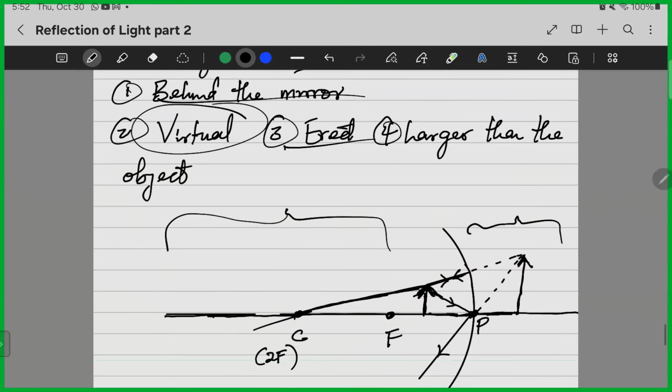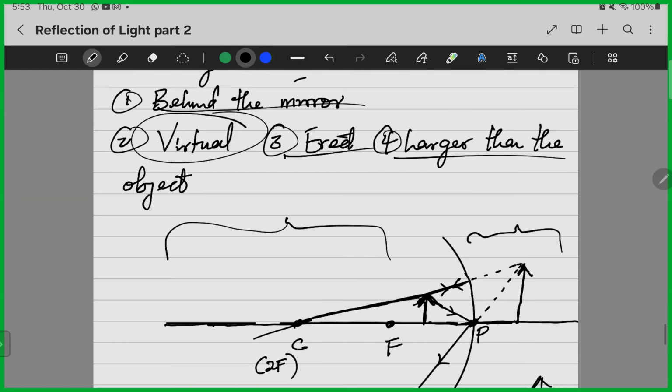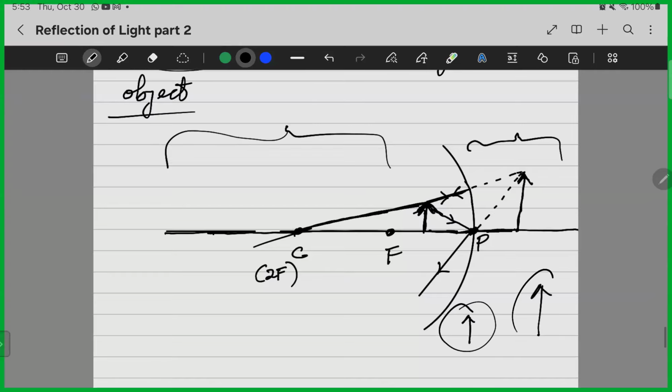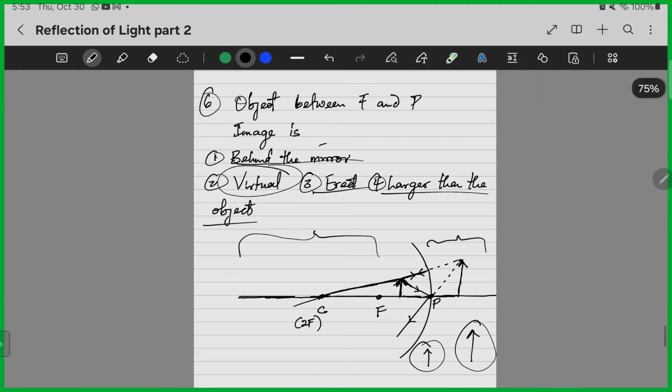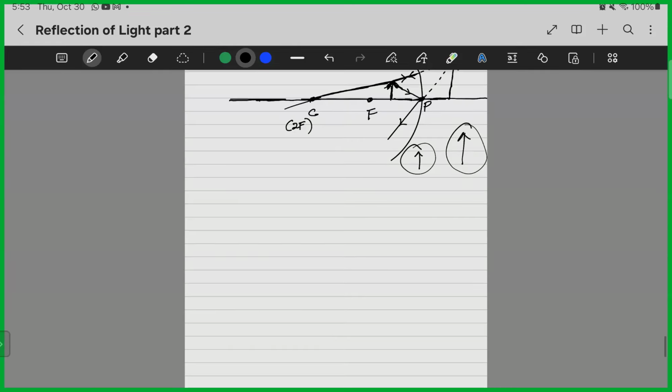It is erect. The meaning of that is that the object is standing like this, and the image is standing like this. Both of them are facing up, so it's erect. Larger than the object, of course. You look at it, this is the object, this is the image. Which one is larger? The image is larger. So keep all these points in mind. And that's the interesting thing with the concave mirror. They have a lot of variation in forming their images. But a sweet thing about convex mirror, there is only one style of image. So we call it image formed by convex or diverging mirror.